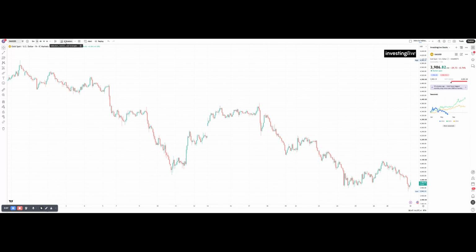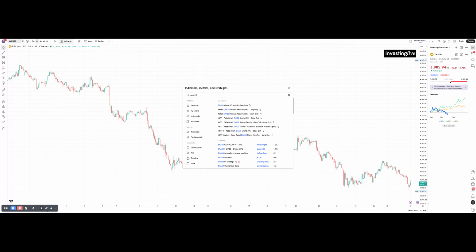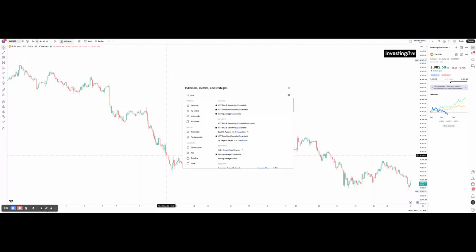And in this simple video, I'll show you how I'm adding one of the most popular indicators, EMA20. So I clicked on indicators at the top of TradingView. I'm going to put EMA20. And I've got various here, but I can also just look at exponential. I'll show you the moving average exponential, which is here.